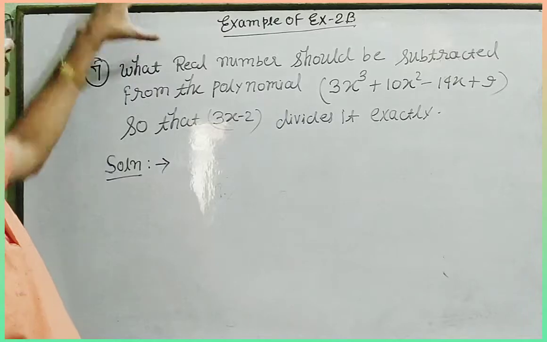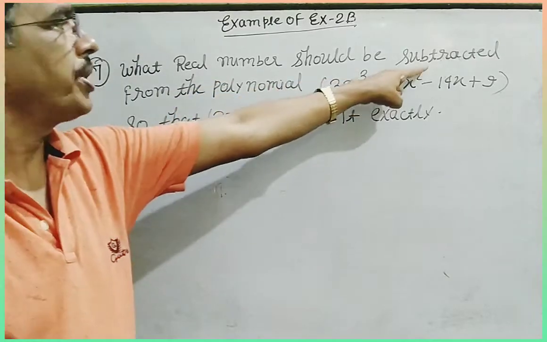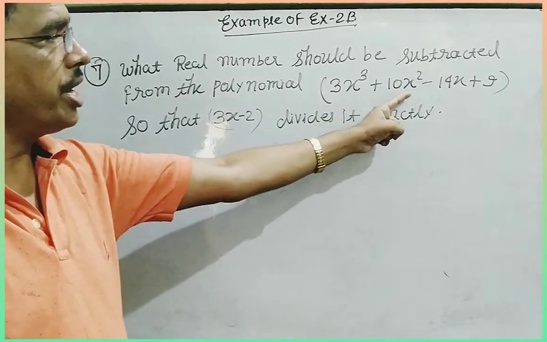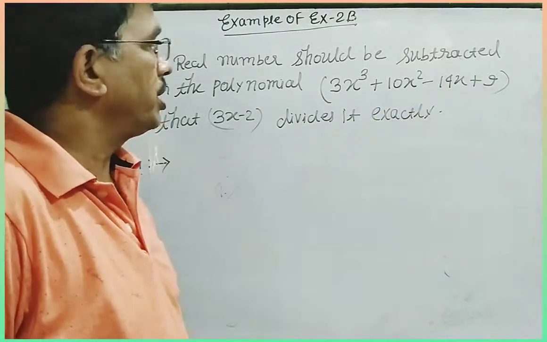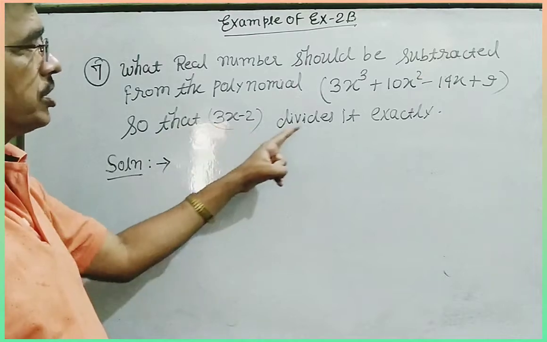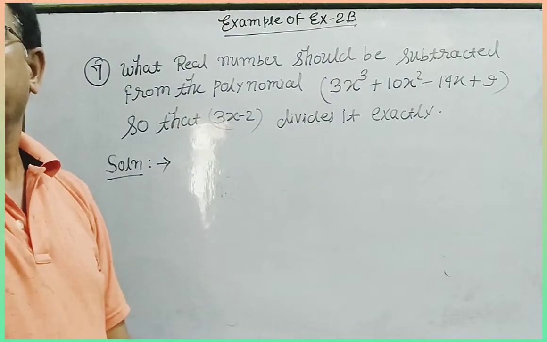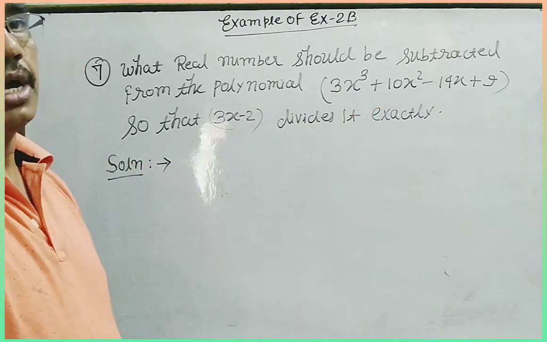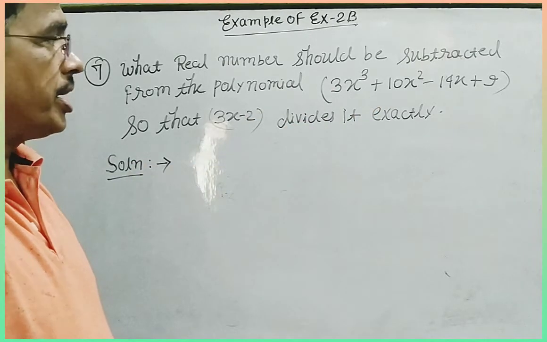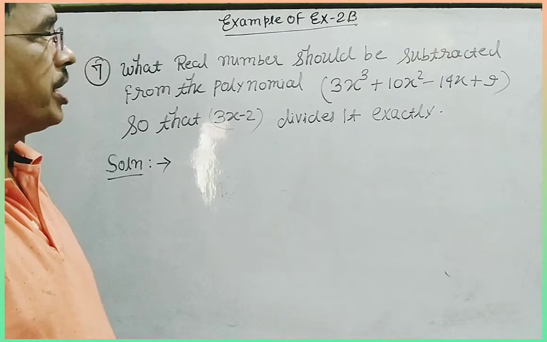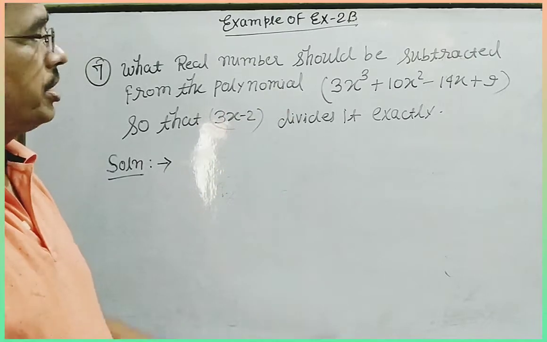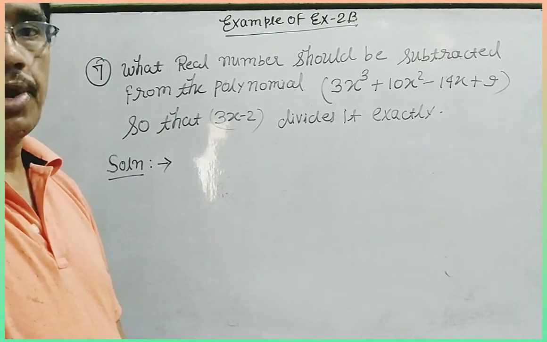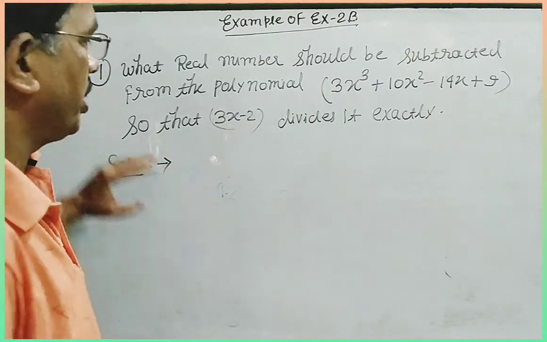Question: what real number should be subtracted from the polynomial 3x cube plus 10x square minus 14x plus 9 so that 3x minus 2 divides it exactly? In this question, divide the dividend by the divisor and find the remainder, and when you subtract the remainder, you get it exactly divisible by this divisor. So dear student, first you divide this polynomial by the divisor.